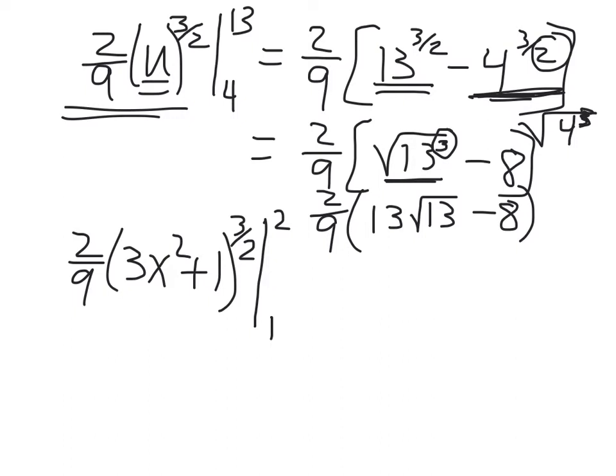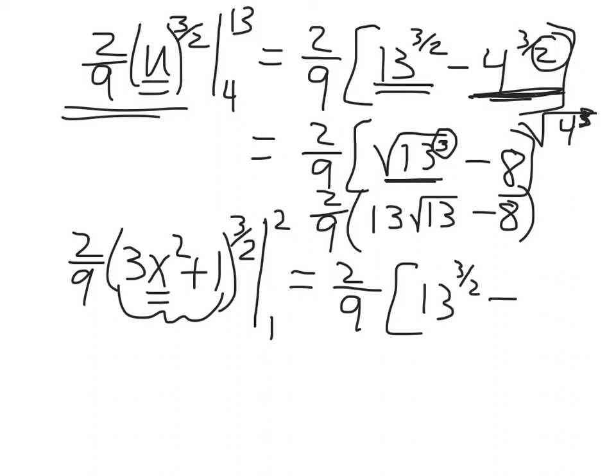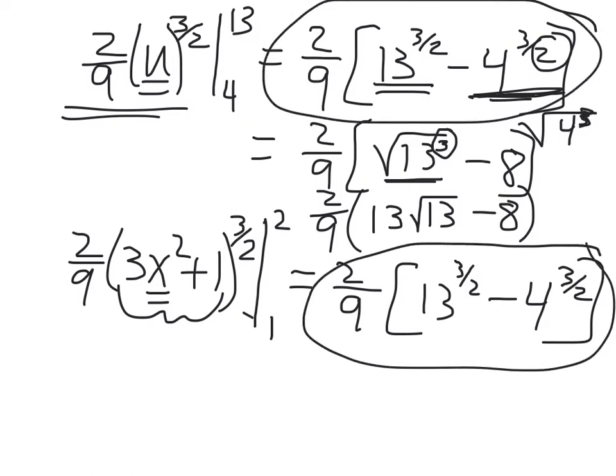So now, the other direction: some of you like using the u, some of you like going back to x. Doesn't really matter. Both ways we end up with the same thing. Plug 2 in for x, what do we get? We get 13 to the 3/2. Plug 1 in for x, and what do we get? So again, we get exactly the same thing, just a little different route getting there. Pick the way that works best for you.